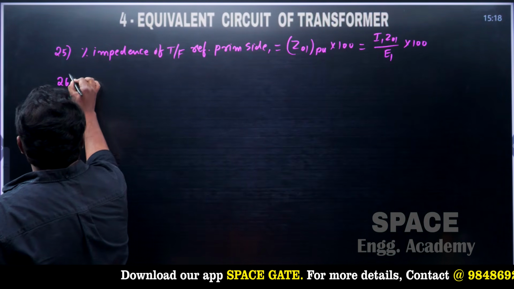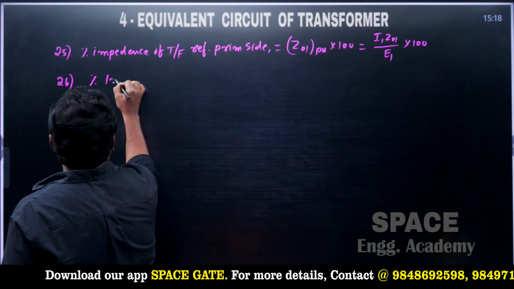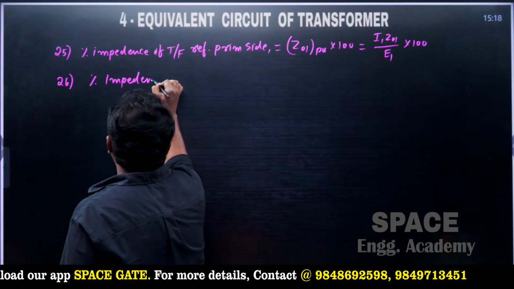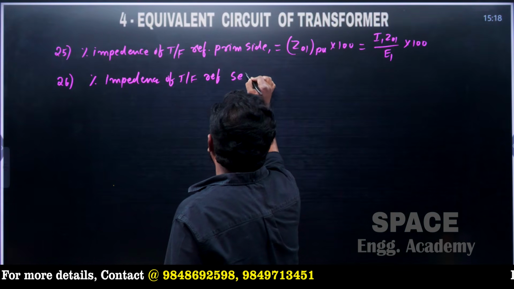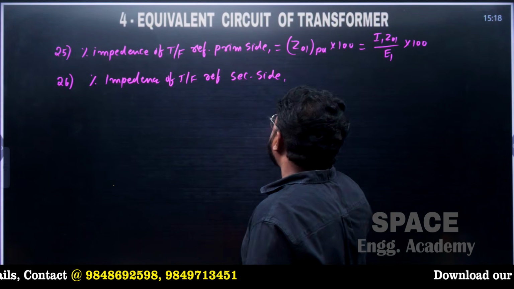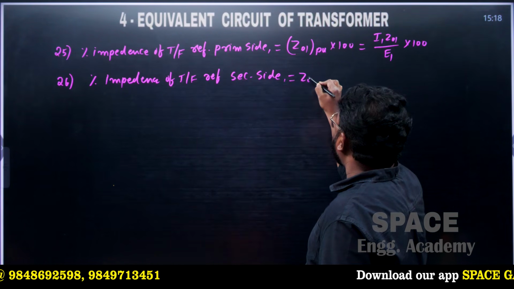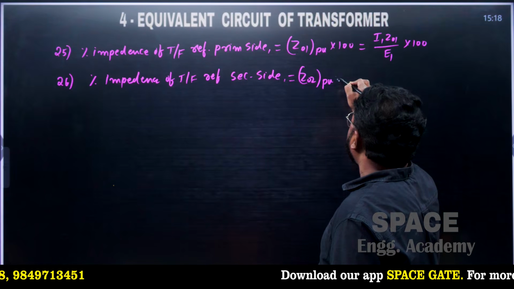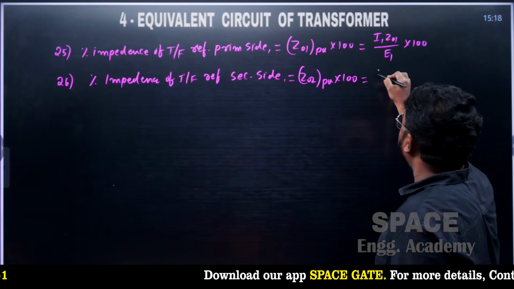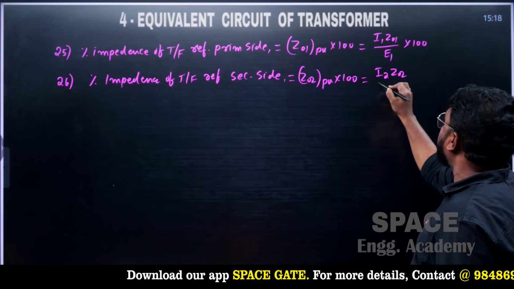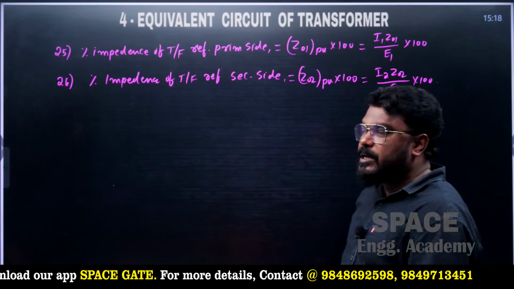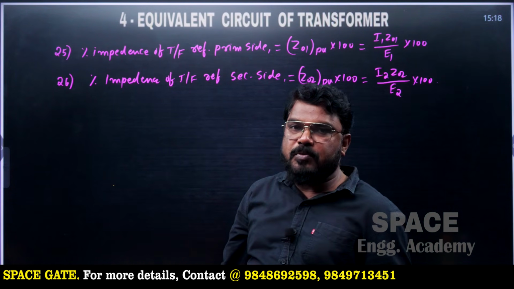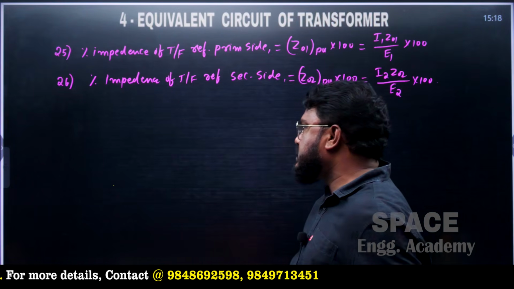And next possibility of the question: percentage impedance of the transformer referred to the secondary side. This is the Z02 per unit value multiplied by 100, equal to I2 Z02 divided by E2, into 100. So this is the percentage impedance of the transformer referred to the secondary side.